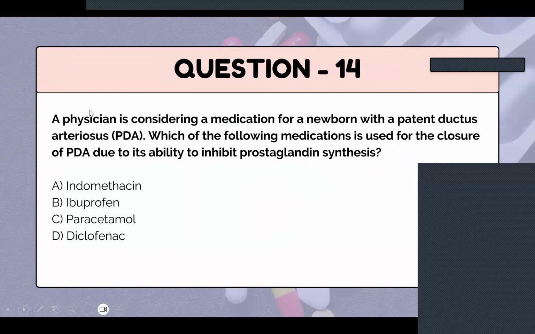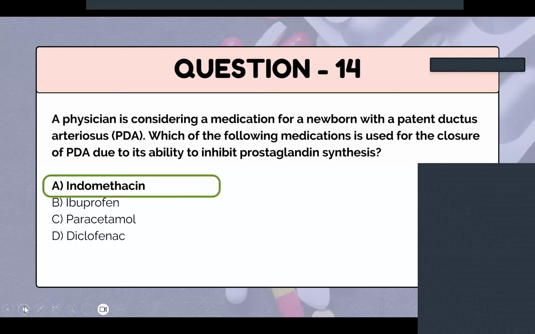Now, the next question. A physician is considering a medication for a newborn with a patent ductus arteriosus. Which of the following medications is used in the closure of PDA due to its ability to inhibit prostaglandin synthesis? Indomethacin, ibuprofen, paracetamol, diclofenac. Yes, you're right. It's indomethacin.